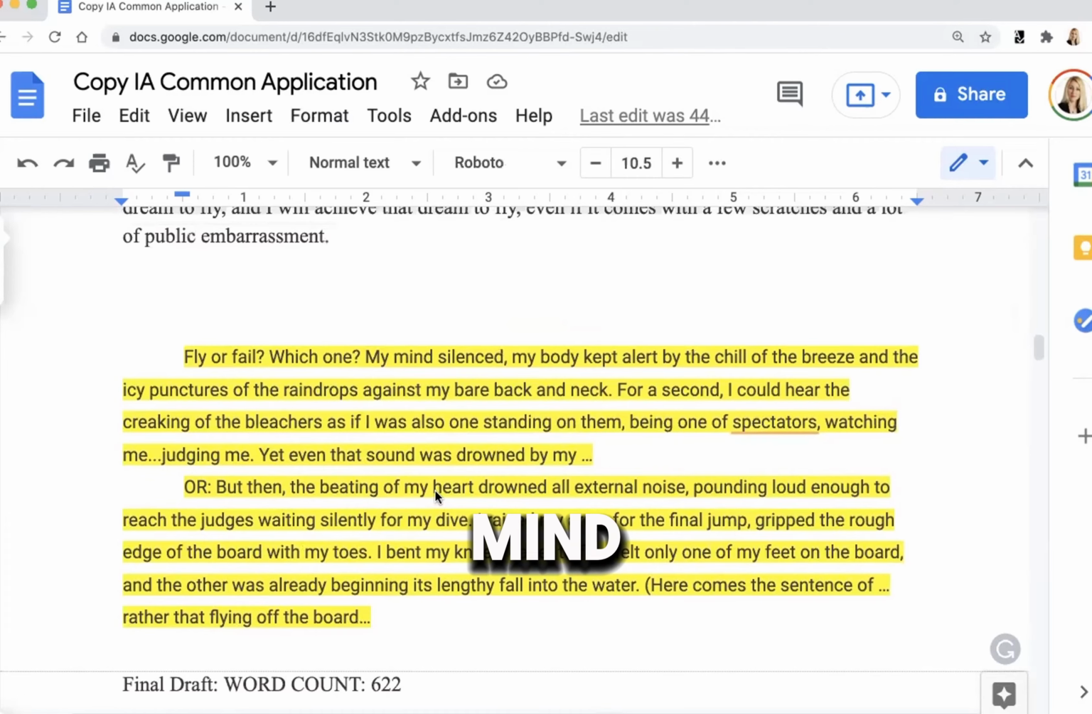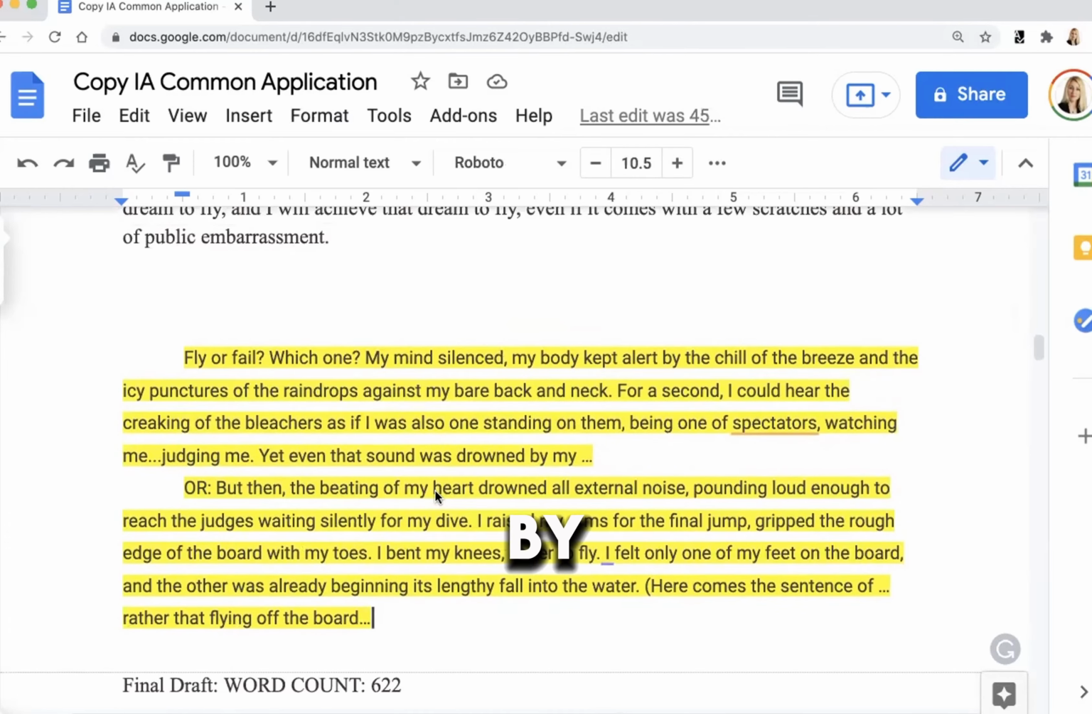Which one? My mind silenced. My body kept alert by the chill of the breeze and the icy punctures of the raindrops against my bare back and neck.